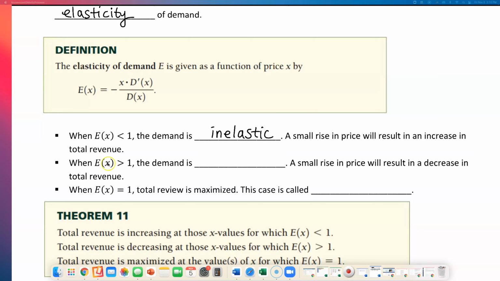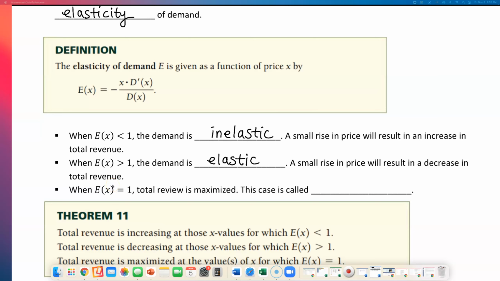But what if it comes out to be greater than 1? When you plug that price x into the elasticity function and it comes out greater than 1, then we say the demand is elastic. What that means is a small rise in price will result in a decrease in total revenue. So at that point, they really shouldn't raise the price.